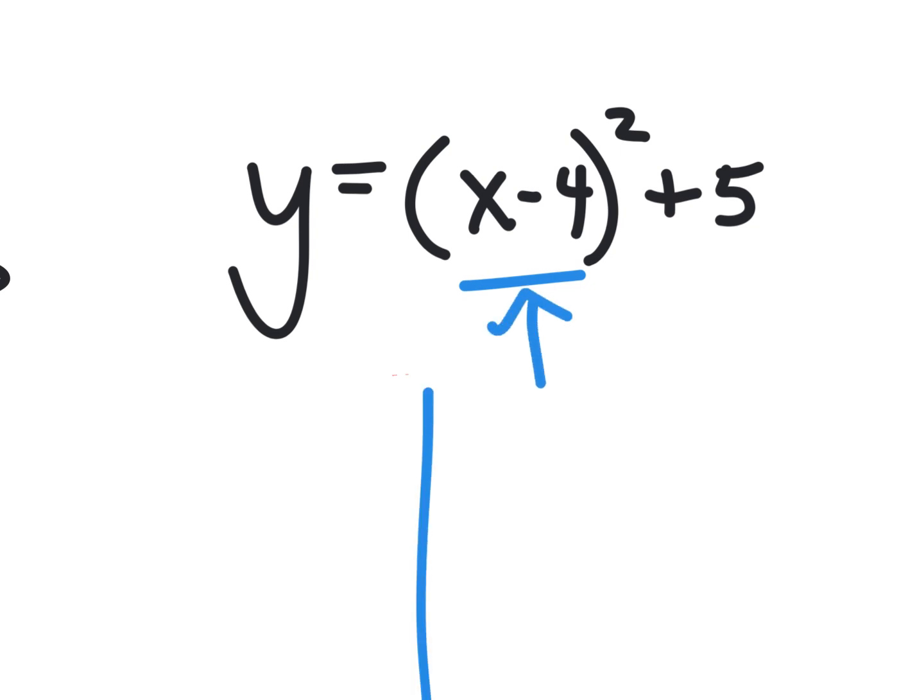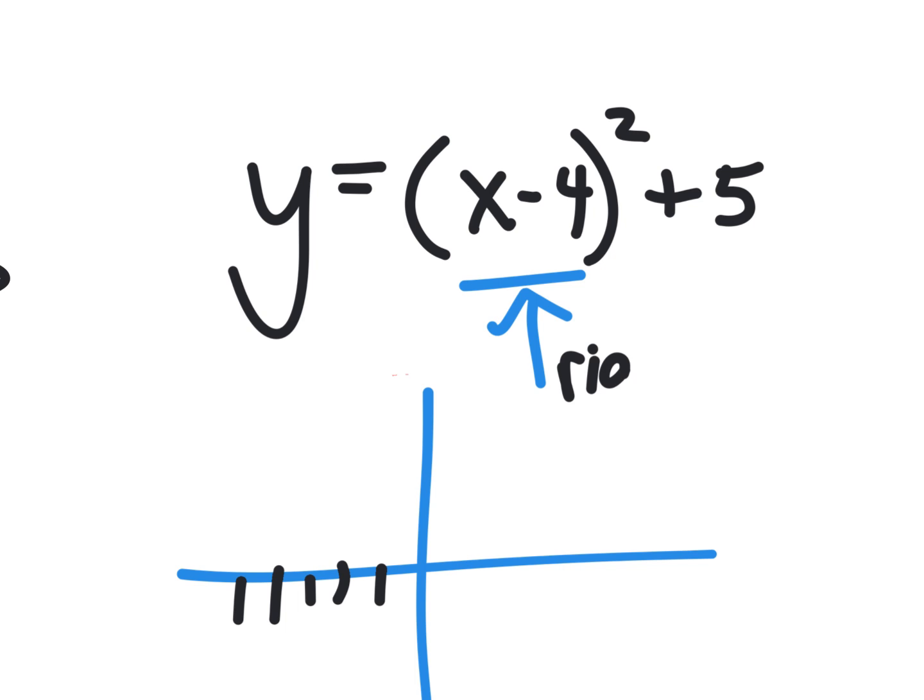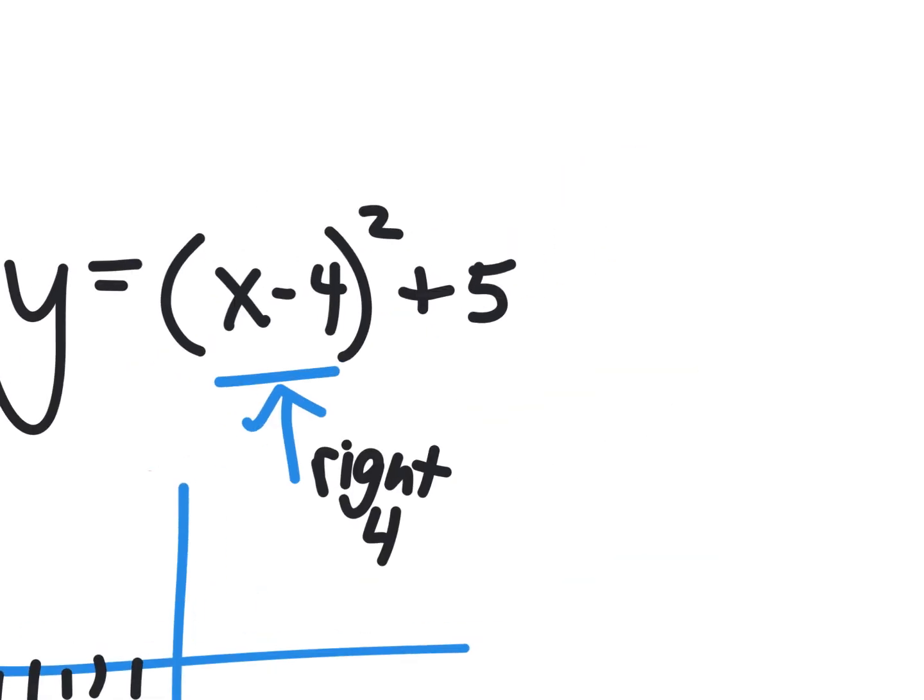So you should be thinking -4 is like over here, so that's to the left, but it's actually to the right 4. Raise your hand if you had right 4. Good. This one, up 5.